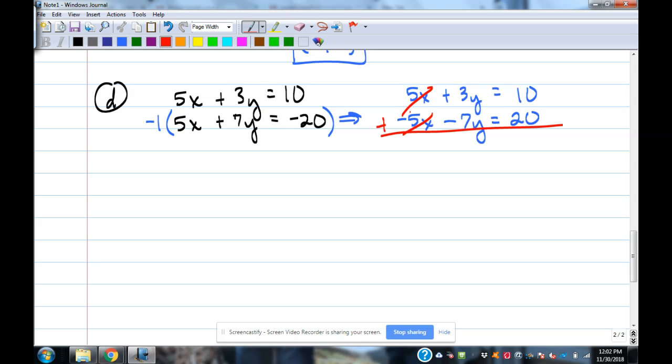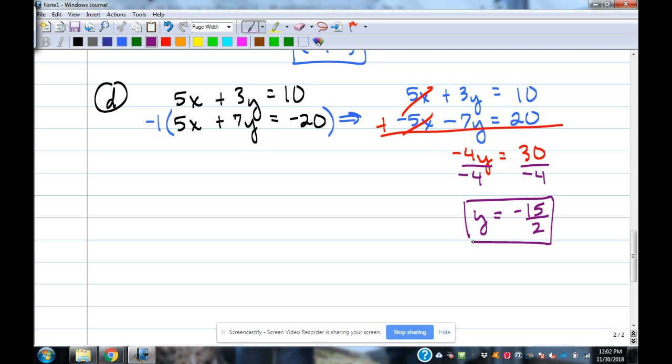3 plus negative 7, negative 4y, 10 plus 20, 30. Divide by negative 4. So that'd be negative 15 over 2. It's okay that's a fraction. We hadn't had any that have been fractions yet. If you were going to solve this by graphing, it'd be tough to find that spot with a graph because it's in between the grid points. It's not on a nice integer value. So this is where solving with the algebra is good because you can find answers like this when they don't cross at nice places.